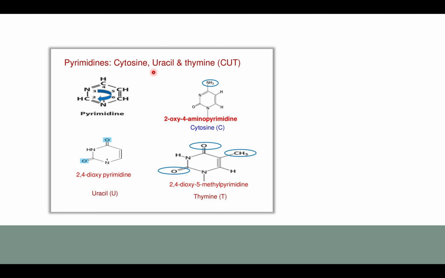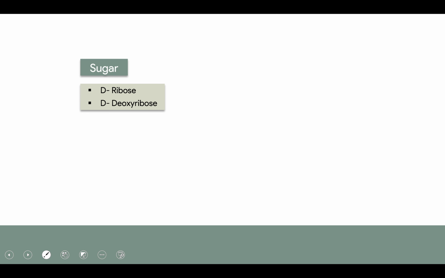Pyrimidines are cytosine, uracil, and thymine. Cytosine's chemical name is 2-oxy-4-aminopyrimidine, and uracil is 2,4-dioxypyrimidine. Thymine is 2,4-dioxy-5-methylpyrimidine.